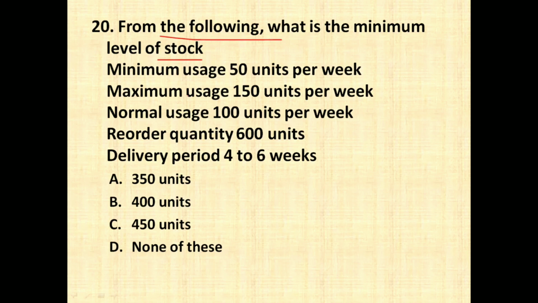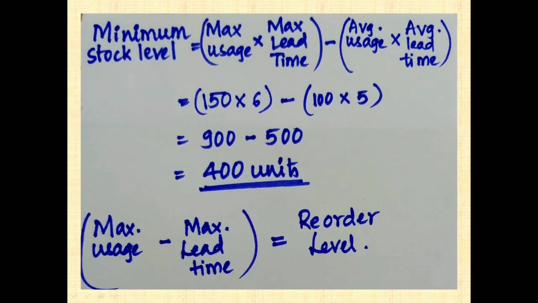Minimum usage, maximum usage, normal or average usage, reorder quantity and delivery period have been given. So what is the formula for minimum stock level? Minimum stock level is equal to maximum usage into maximum lead time minus average usage into average lead time.